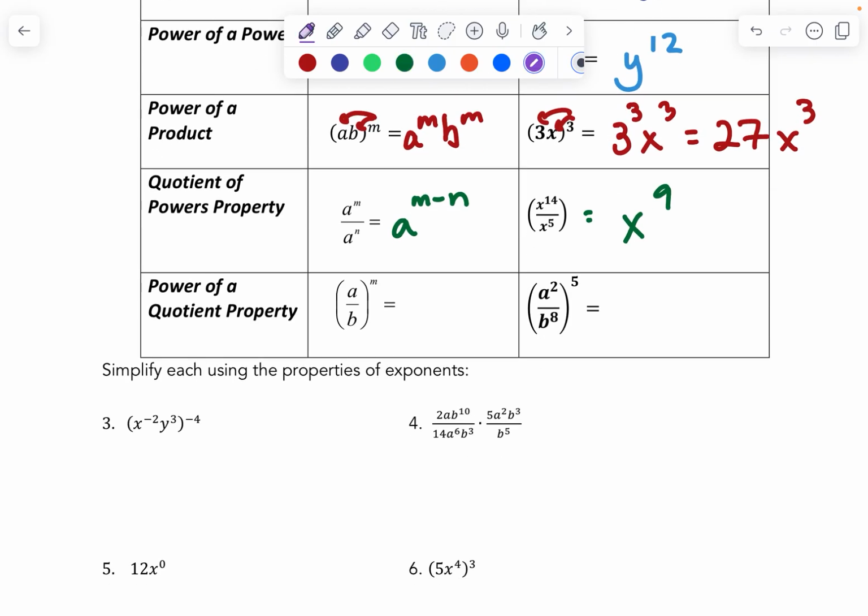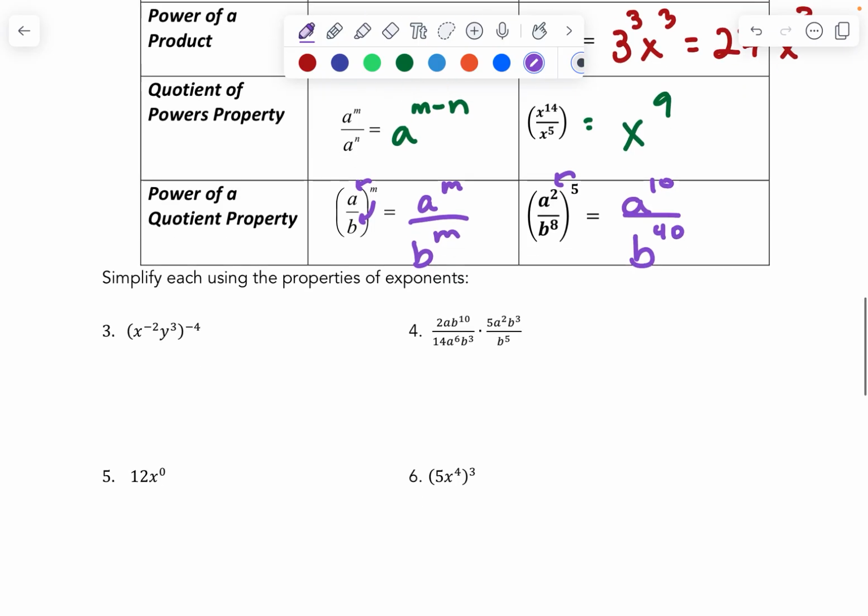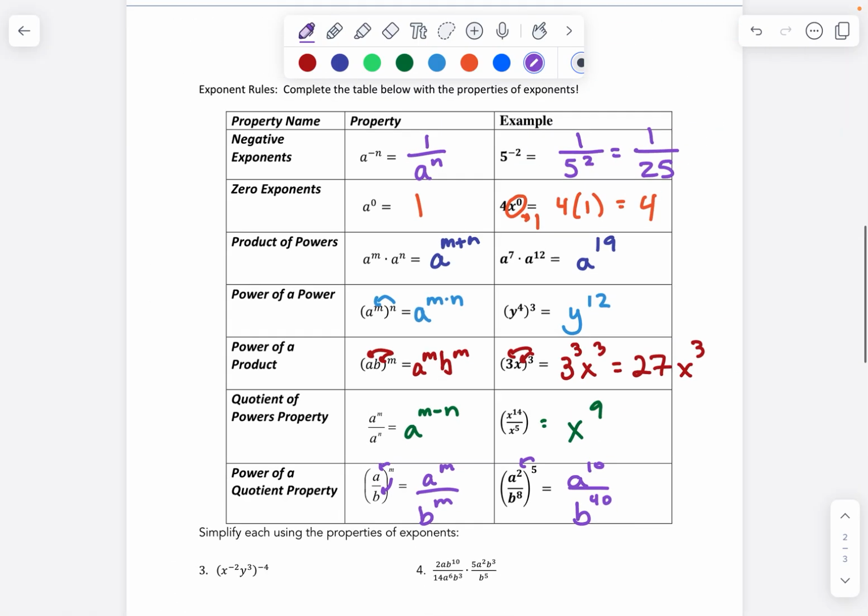And then the last one, again, distribute. So that's a to the m over b to the m. Okay, so if there's already something there, then that's the rule before, or 2 rules before, I guess. So 2 times 5 is 10, and then 8 times 5 is 40. Okay, so again, if you need to pause me, pause it here, write those down.